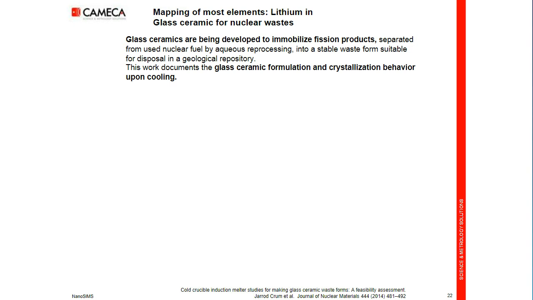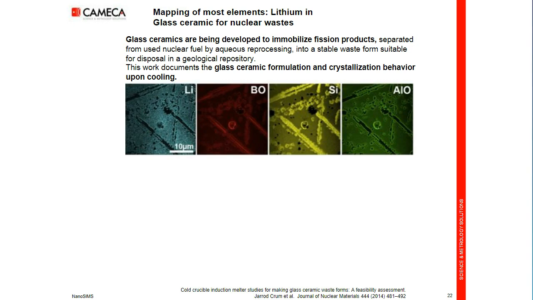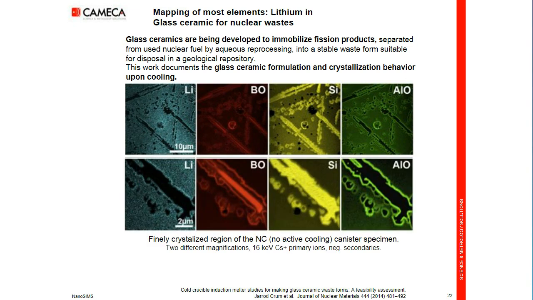So what we see in this study are images of light elements, lithium, boron, aluminum, silicon, and the second row of images, a zoom of the upper row. The interesting point is that you can really, without any problem, image lithium with the NanoSIMS. That's one point. The sensitivity is extremely good because lithium ionizes very well.